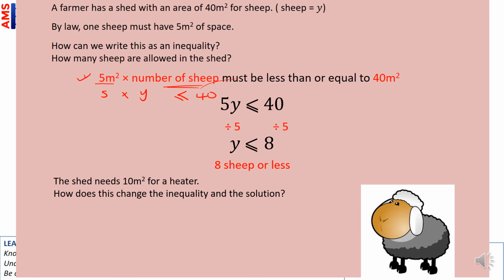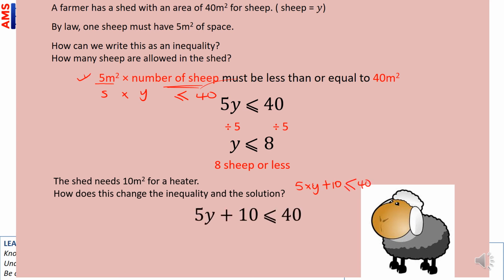Right, now it said the shed needs 10 meters square for a heater. So how does this change the inequality and the solution? Right, we have 5 meters square for each sheep. We don't know how many sheep will fit this time, but when we add that to the 10 meters square that is needed for the heater, that cannot go greater than 40. It has to be less than or equal to 40.